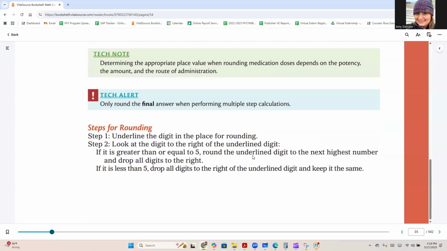Steps for rounding. Step 1, underline the digit in the place for rounding. Step 2, look at the digit to the right of the underlined digit. If it is greater than or equal to 5, round the underlined digit to the next highest number and drop all digits to the right. If it is less than 5, drop all digits to the right of the underlined digit and keep it the same.